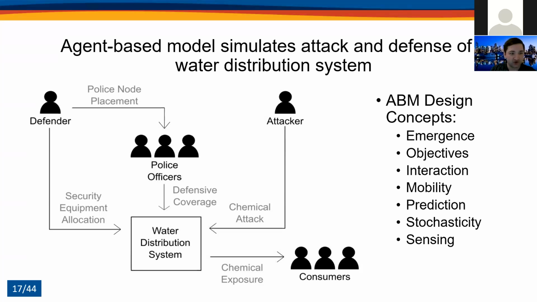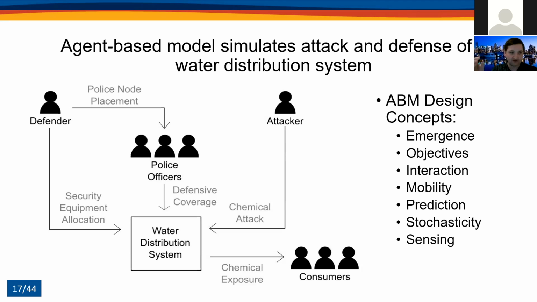They send information on where the police should rove, where their roving strategy should be. And they also allocate certain security equipment to the water supply system. And essentially what they're doing is trying to provide defensive coverage for the water distribution system. Then you have the attacker that has to predict the best node to attack, and also the node that they believe will not essentially be defended by the police officers.